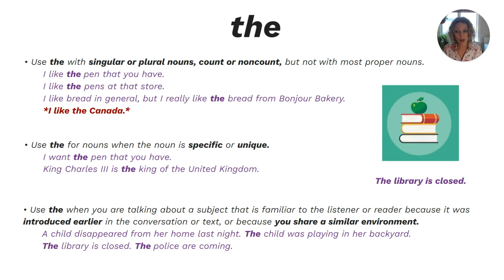And then, for example, the library is closed. If you're a student at a school and you say the library is closed to your friend, they know that you mean the school library. So because you share a similar environment, you can use the because your friend will know which specific one you're talking about. Or the police are coming. If you say that, then you know that you mean the neighborhood police because you are in the same city as your friends and neighbors. So if you say the police, your friends and neighbors are going to know that you mean the city police.